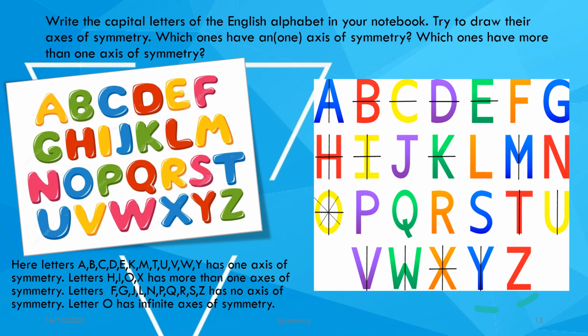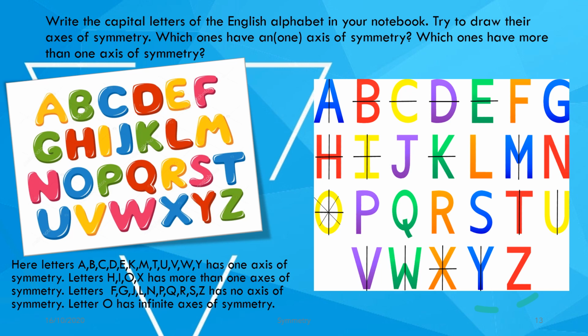Now G, again it has no axis of symmetry. H has two axes of symmetry. I has two axes of symmetry. J has no axis of symmetry. K has only one axis of symmetry. L has no axis of symmetry. M has only one axis of symmetry. Again N has no axis of symmetry.